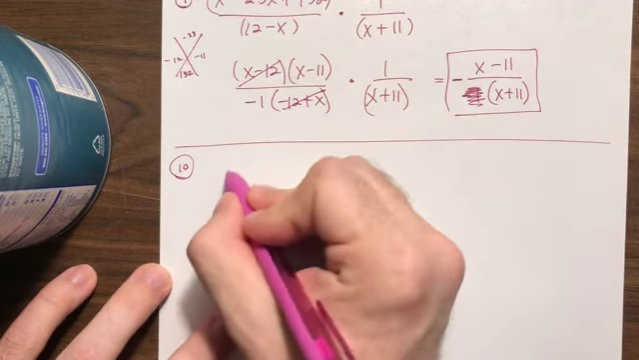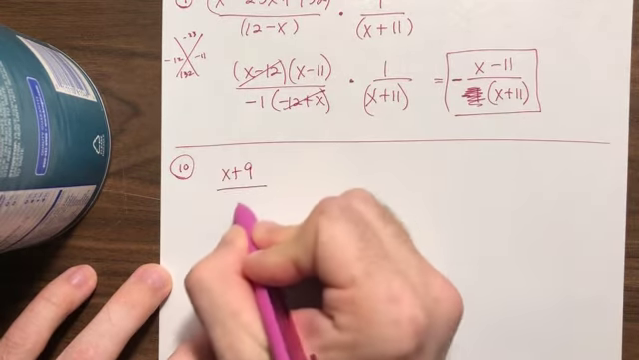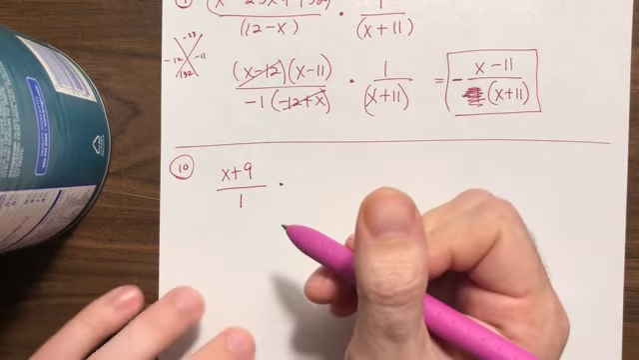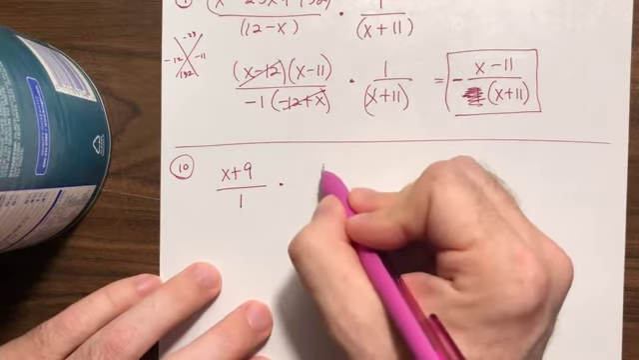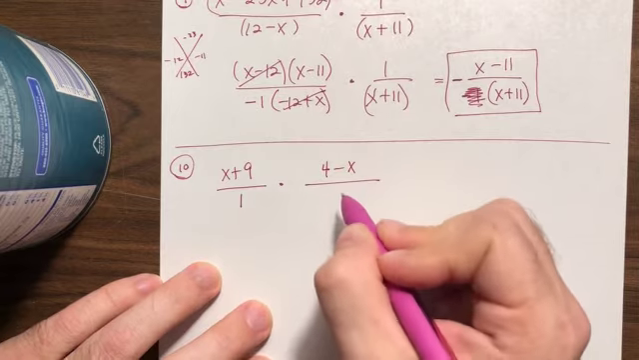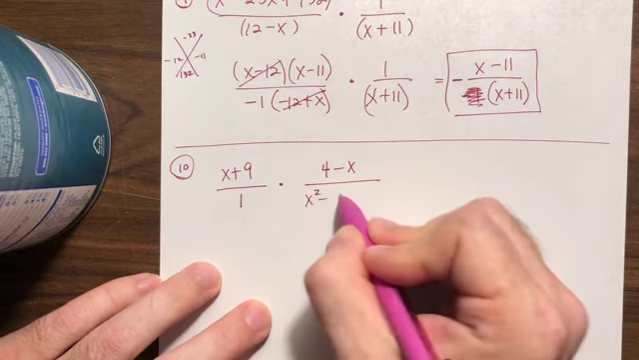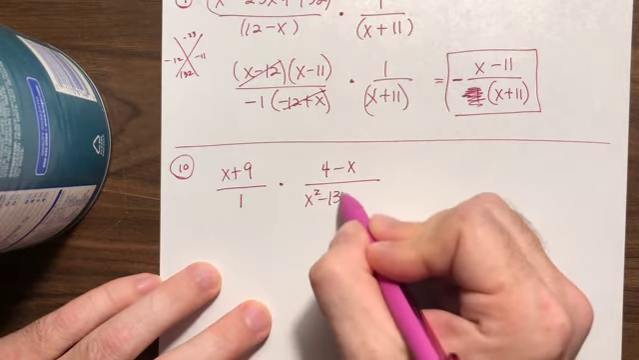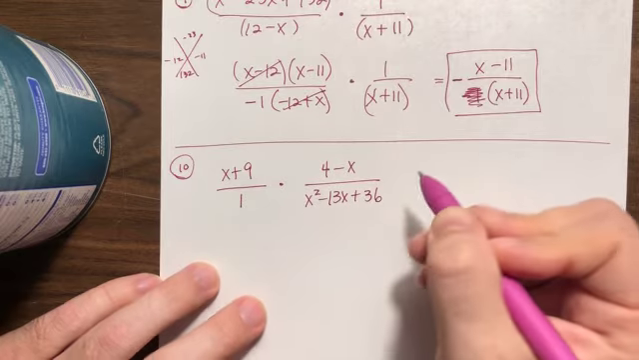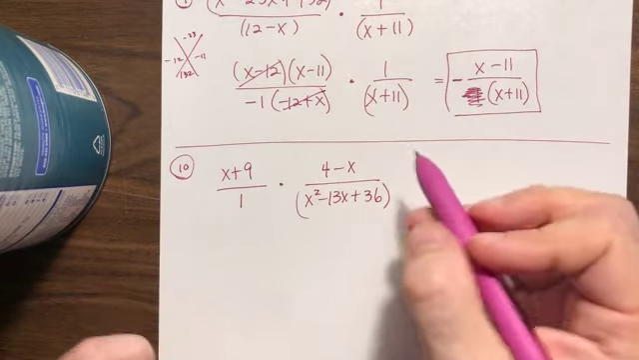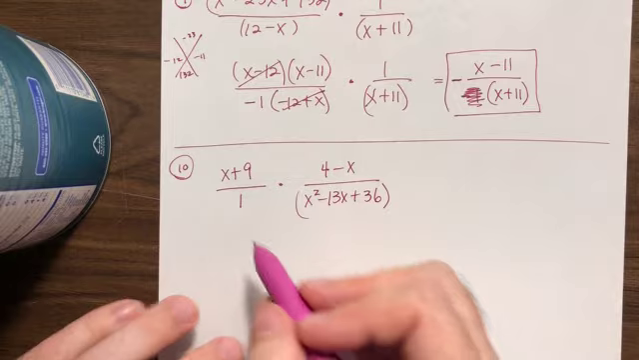Number 10, x plus 9 stays the same. And I'm going to put x plus 9 over 1 because that helps me. And then this one flips, so it's 4 minus x up top now. And it's x squared minus 13x plus 36. All right, so he factors. And he's out of order. I already know what's going to happen with him.